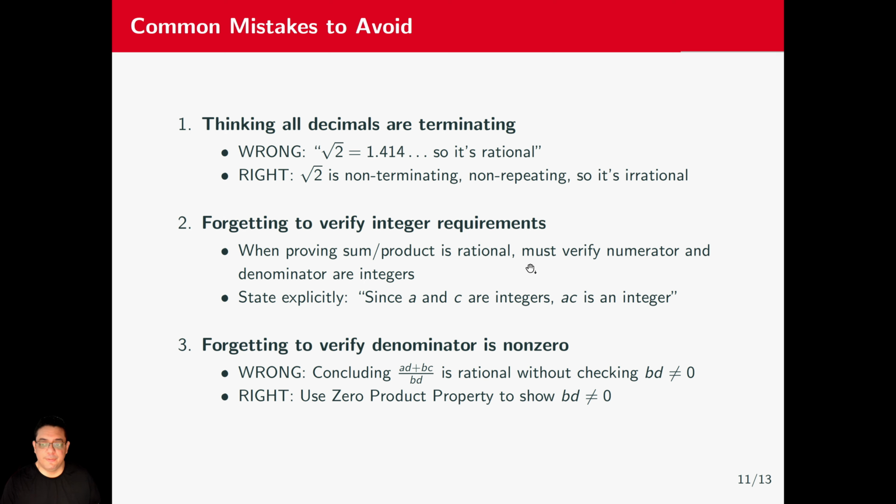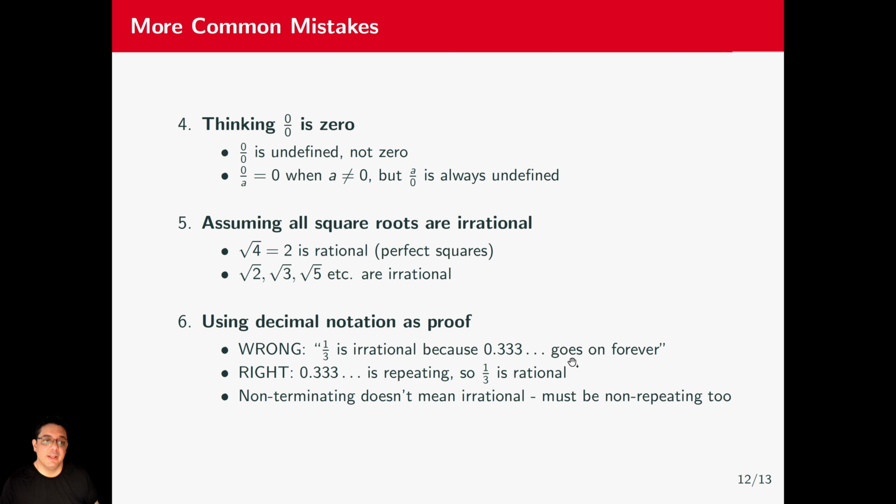You need to verify that numerator and denominator are integers, and things like, since a and c are integers, then the product is an integer as well. You also must not forget to verify the denominator is non-zero, because if you're dividing by 0, then everything is wrong. So you have to be careful with that.